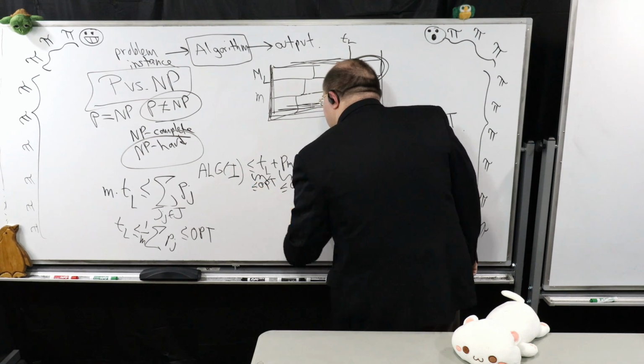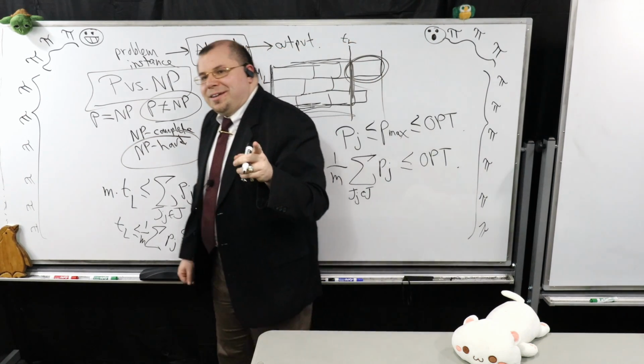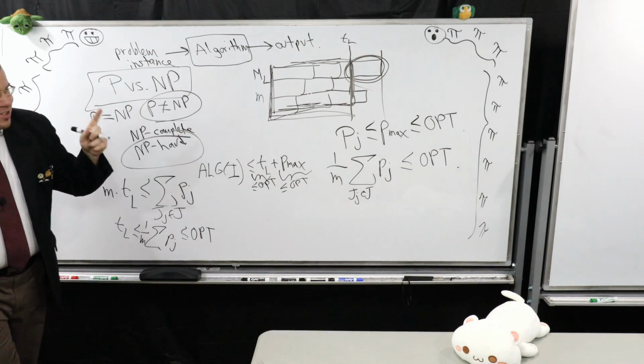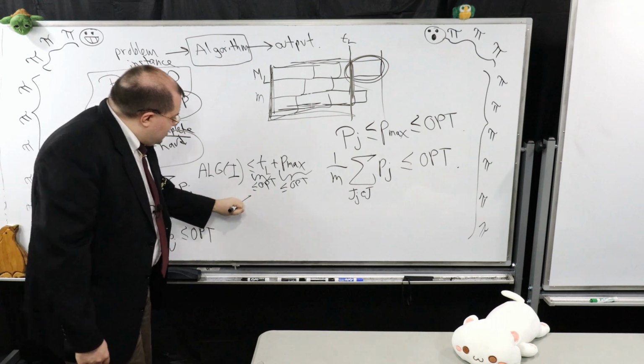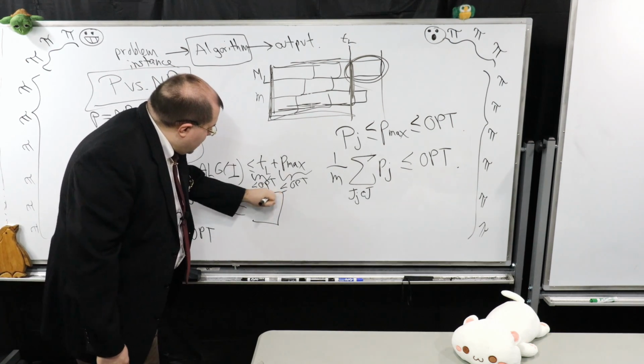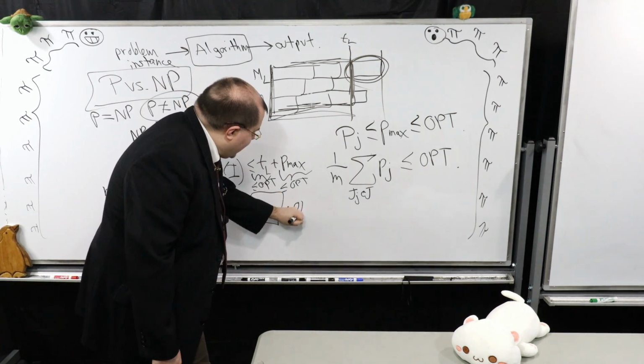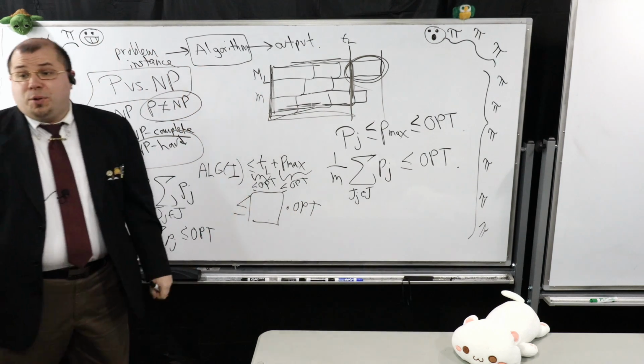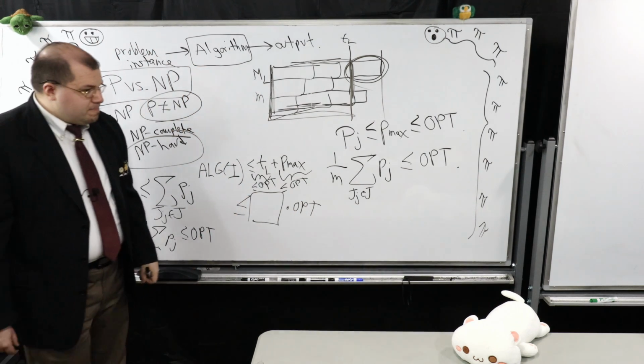So this is at most OPT. For those in the audience, I need to ask your question. If I were to write some number here times the value of the optimum, what should go in this box? Can you say it loud for me?